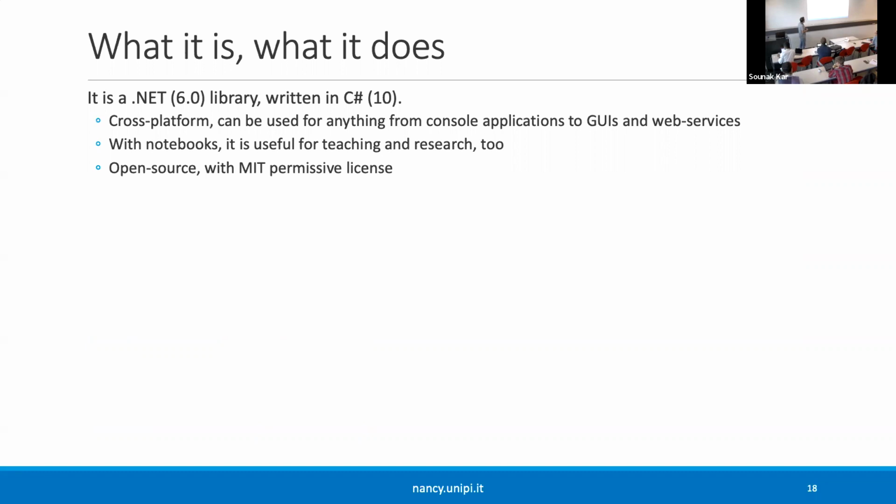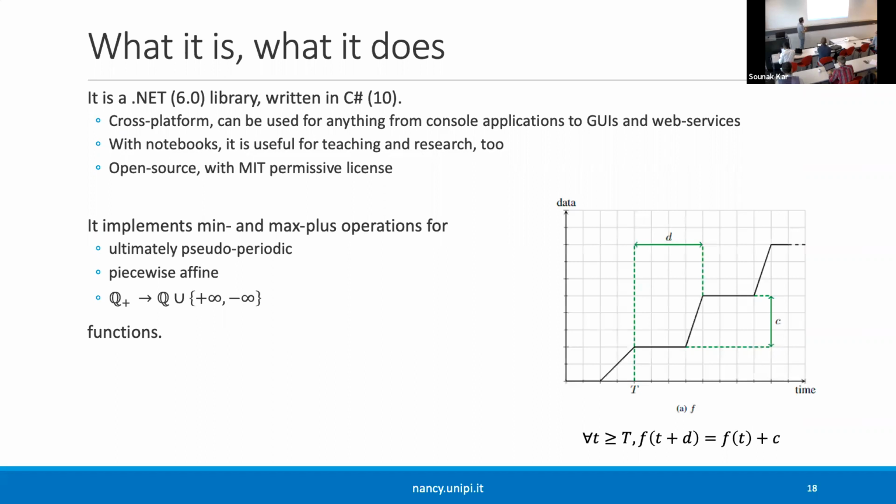And being open source with a permissive license, you can also work on it yourself and adjust it to your needs. It implements min and max plus operations for ultimately pseudo-periodic, piecewise affine, rational to rational functions. The main interesting property is the first one, which means that starting from a given point, capital T, the function repeats its behavior periodically with some static gain C.